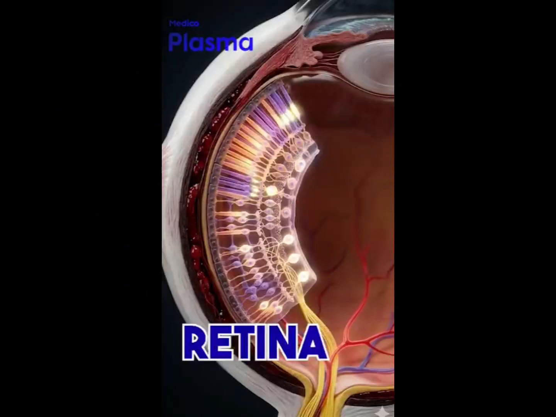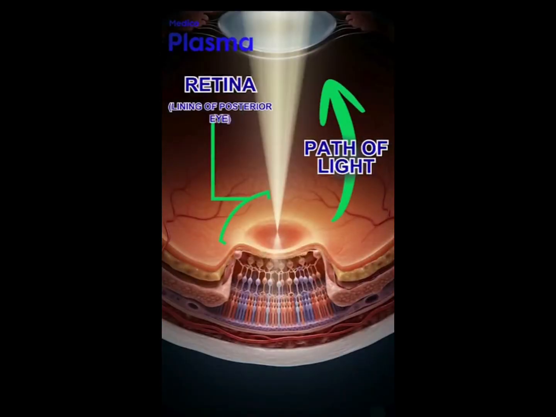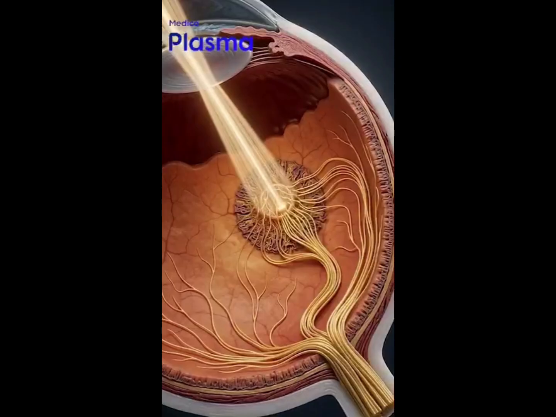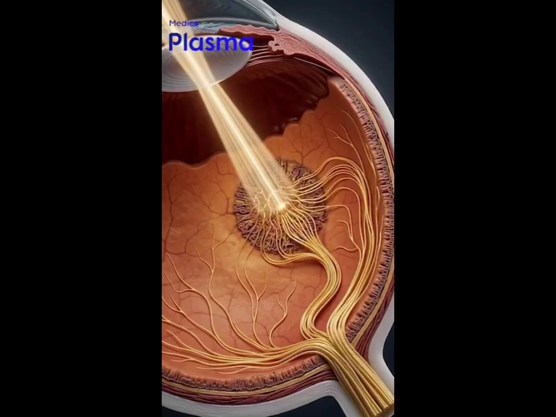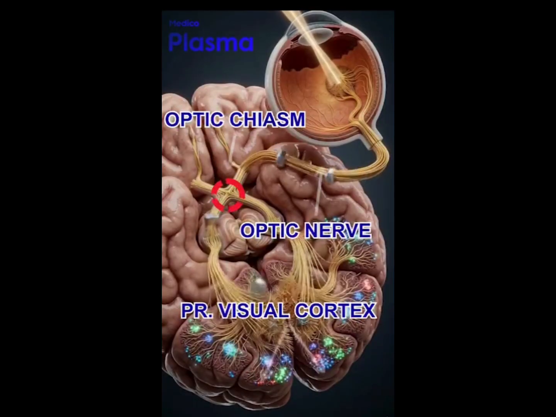The retina forms the innermost neural layer of the eyeball, lining the posterior part of the eye where incoming light is ultimately focused after passing through the cornea and lens. Its primary role is to capture light and convert it into neural signals that can be interpreted by the brain.